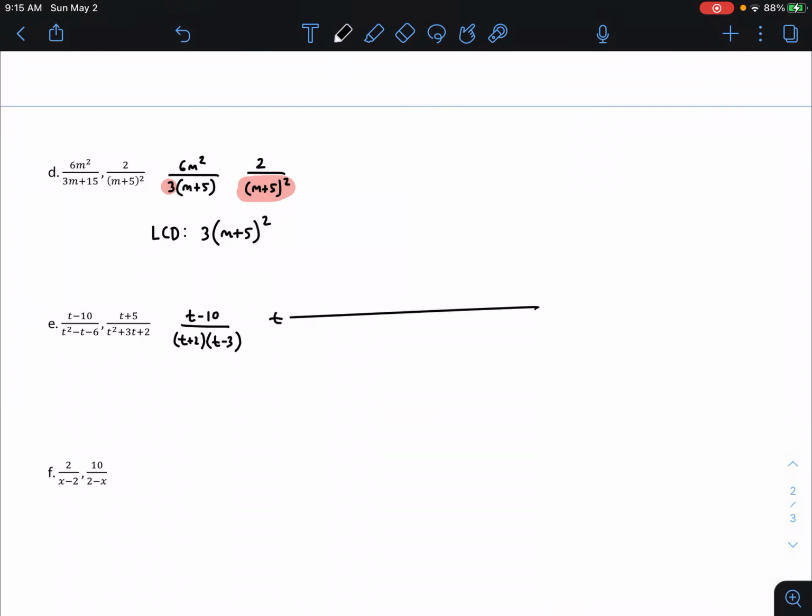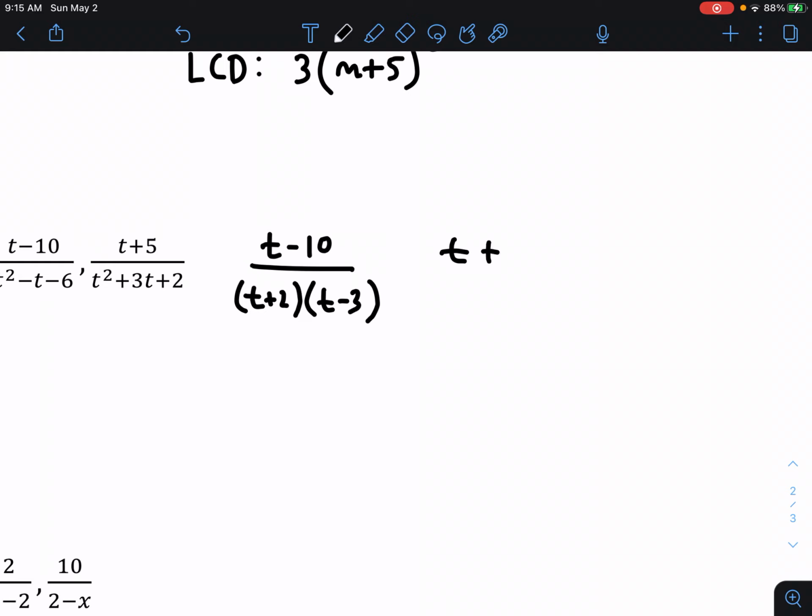Okay, and then the second one we can write as t plus, what? Don't do that. All right, t plus 5. My hand bumped the screen is what happened. Okay, so we have two binomials down here on the bottom, and so we're going to have t plus 1 and t plus 2.